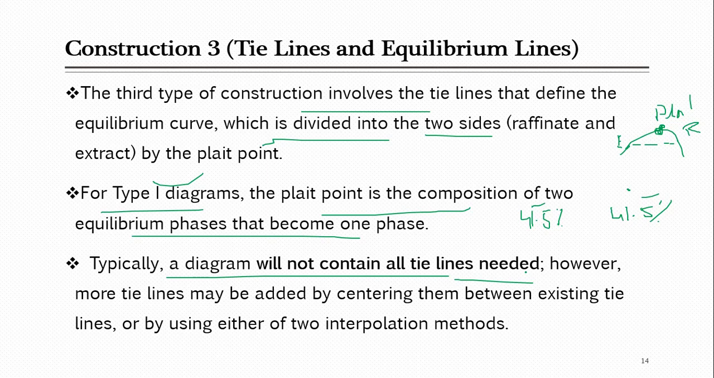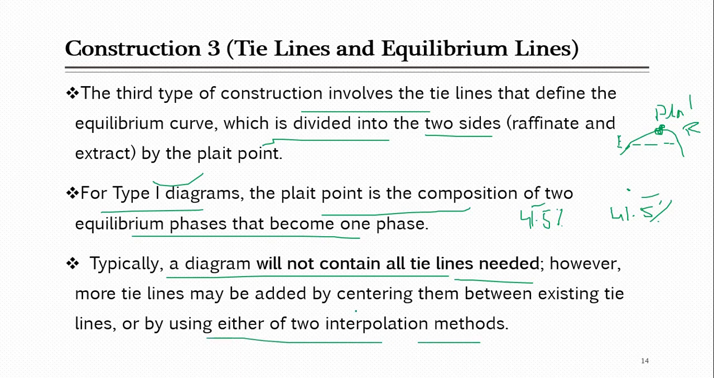Actually, we draw the tie lines based on the equilibrium data. Initially, at least a few tie lines, 4, 5, 6, you can draw based on the given data points. Sometimes they are not sufficient, especially when you are going to calculate the number of stages. In that case, you have to look for something called the interpolation method.